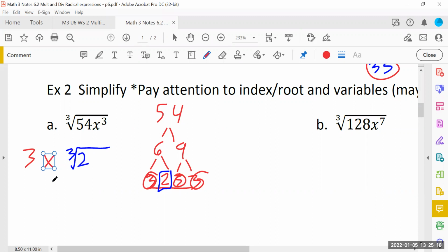Does that make sense to everybody? 3x cube root of 2. It's a cube root. I do not need absolute values. Put negatives in, get negatives out. Everything's fine.